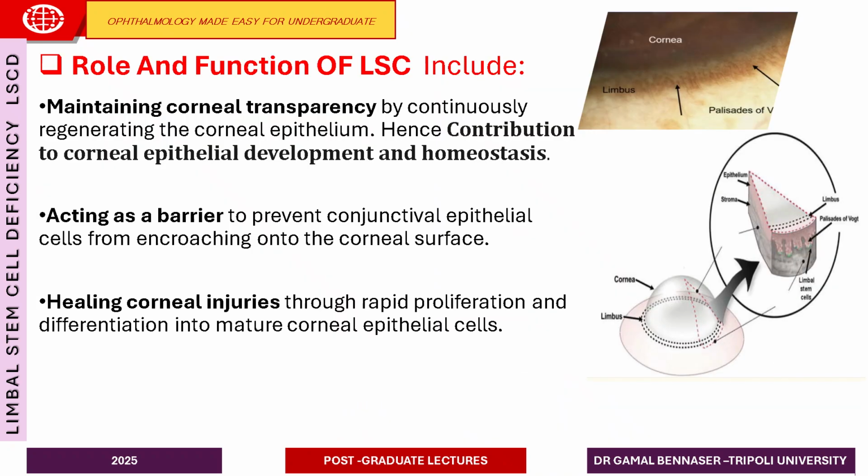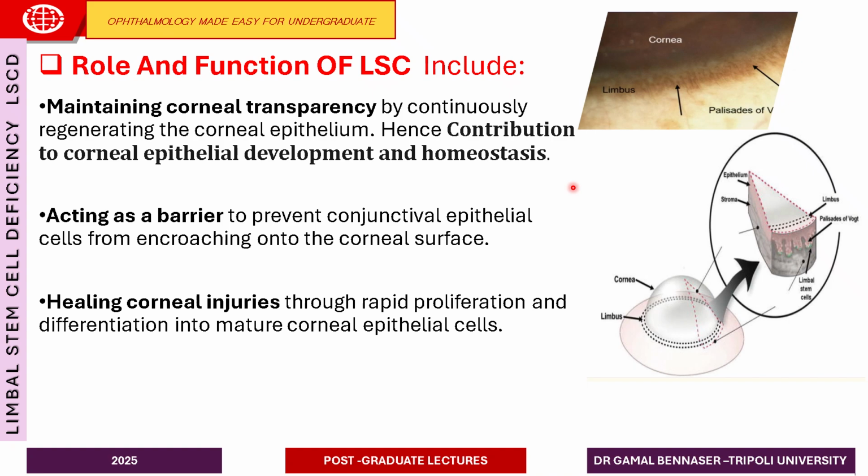Now, after we have spoken about the anatomy of the limbus and the anatomy of the limbal stem cells and the location where they reside in the basal layer of the palisades of Vogt, it's important to understand the main role of these cells, especially in maintaining the homeostasis of the corneal epithelium. One of the main functions is to maintain the corneal transparency by continuously regenerating the epithelium, so it can contribute to the epithelial development and homeostasis.